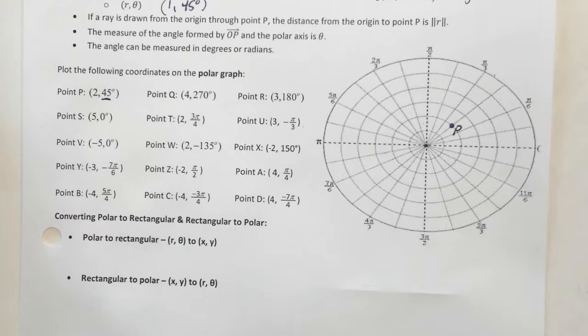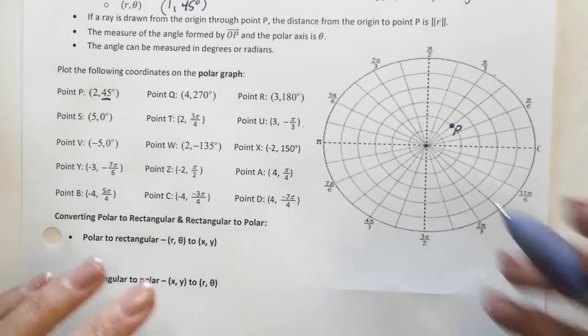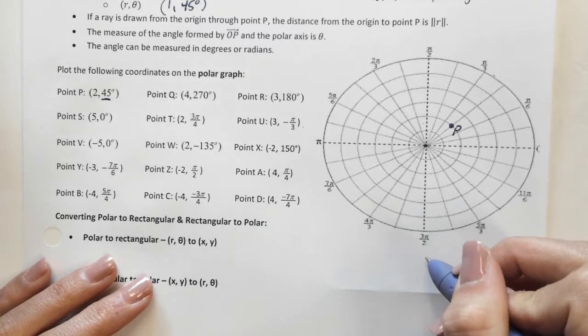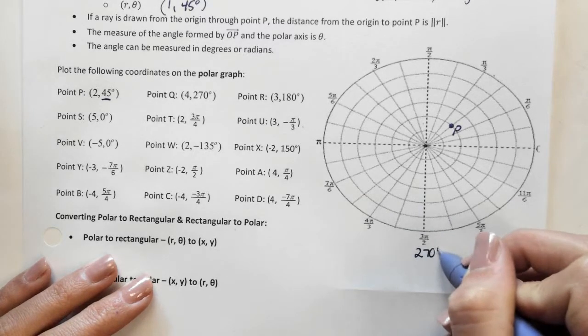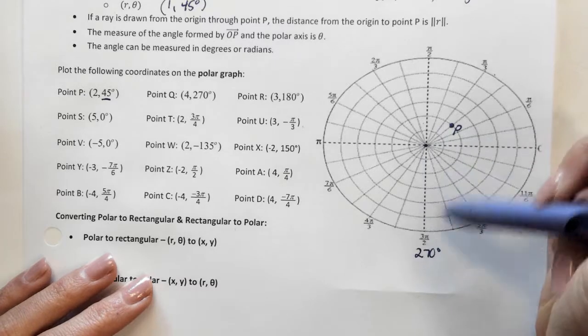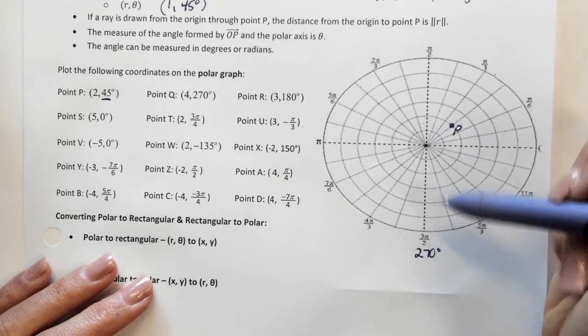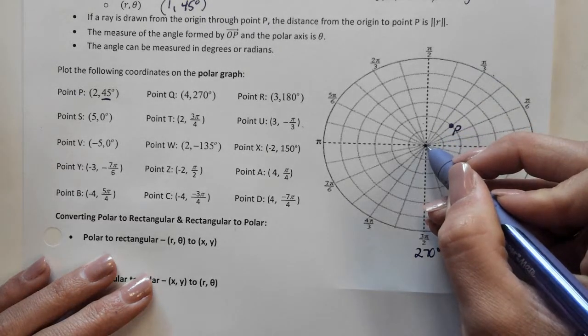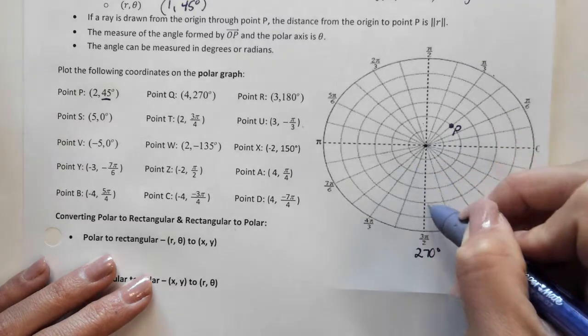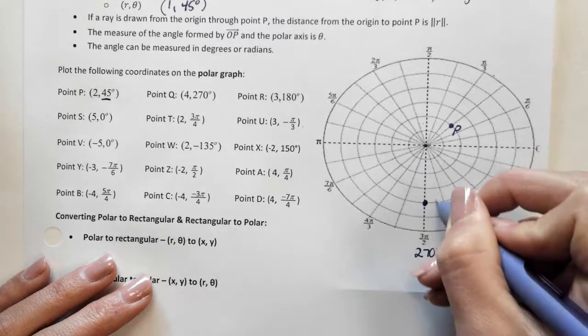Yeah, the only difference is the negatives are kind of weird, so don't do those yet. Let's do one more together. 270 is where on this? So it's the same thing as 3 what? 3 pi over 2. So it's going to be on this line, and we just go how many spots from the origin? In that direction. 1, 2, 3, 4. And this is point Q.